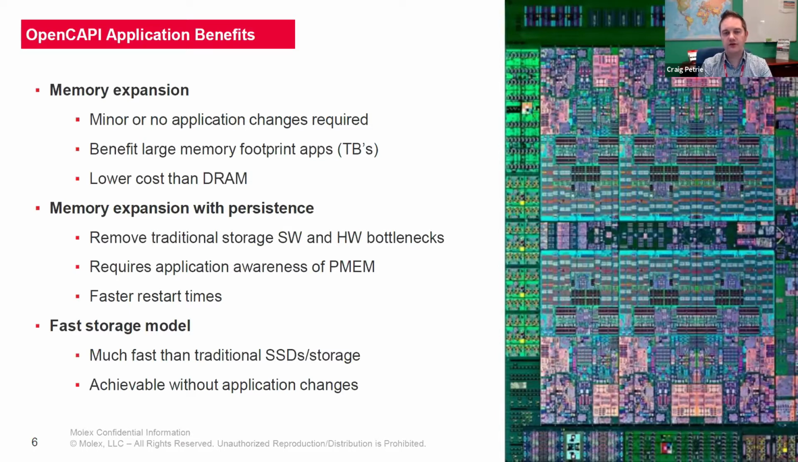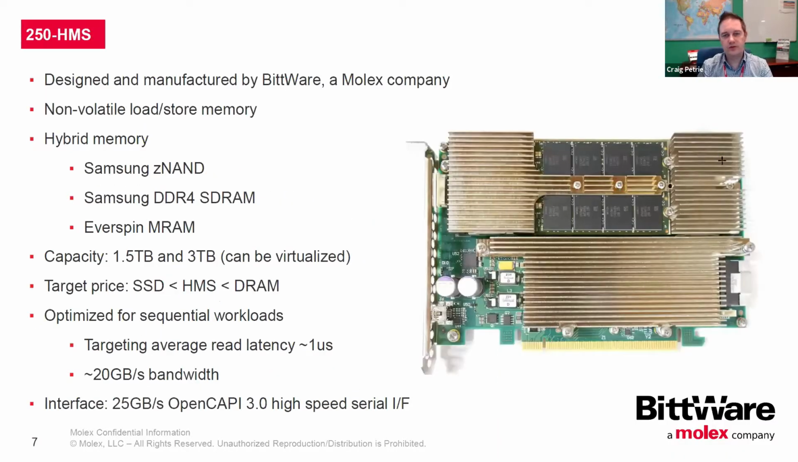Example applications there include database acceleration, of which there are many kinds. OpenCAPI removes traditional storage software and hardware bottlenecks, along with faster restart times, often with no or minimal changes to the application code. And the fruits of our labor with IBM is shown in a picture here. This is a photograph of the product we developed, which is the 250 HMS, HMS being hybrid memory subsystem.